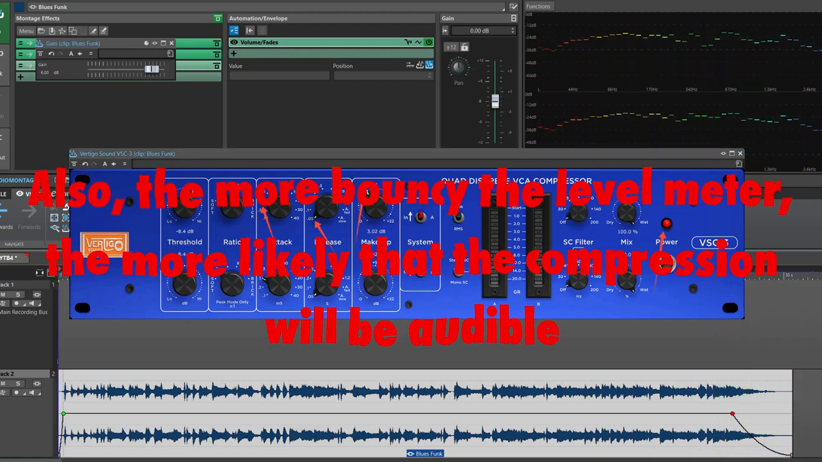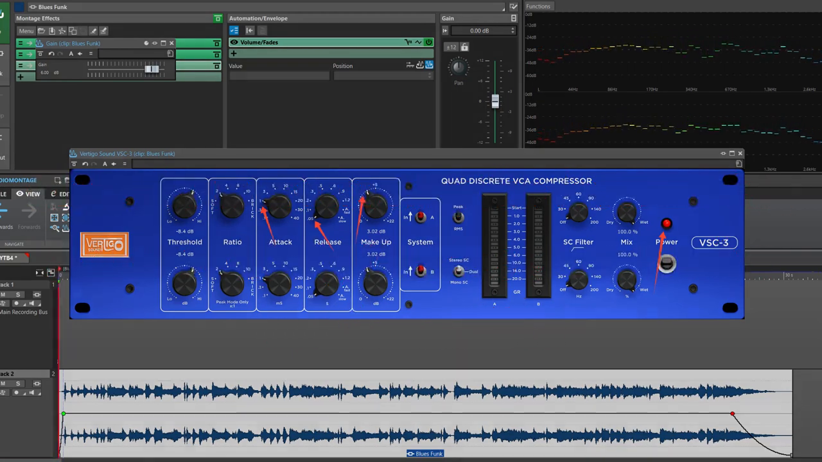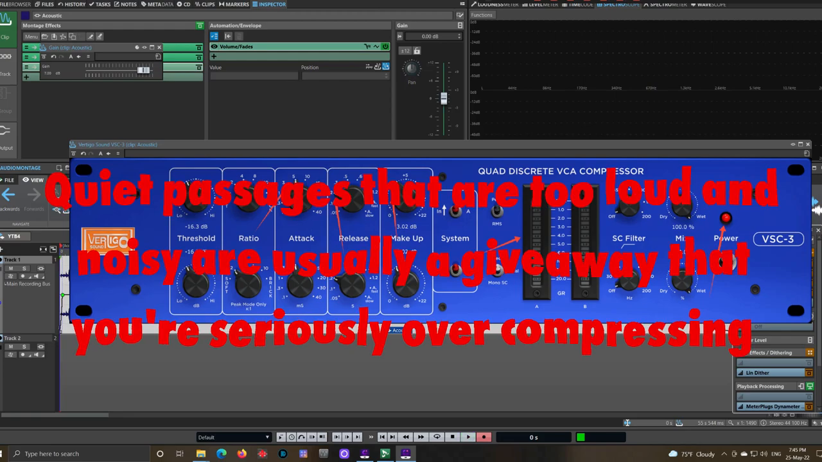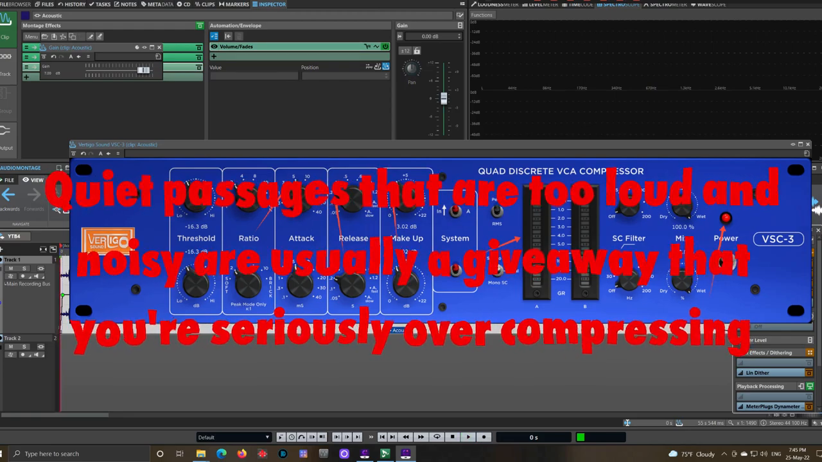Also, the more bouncy the level meter, the more likely that the compression will be audible. Quiet passages that are too loud and noisy are usually a giveaway that you are seriously overcompressing.